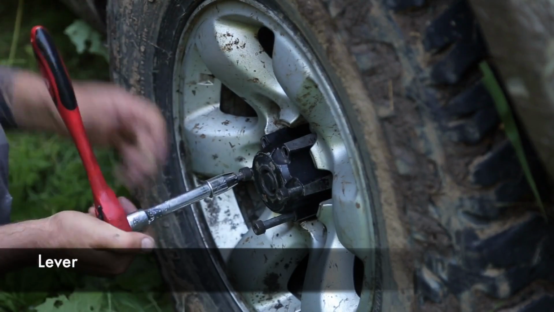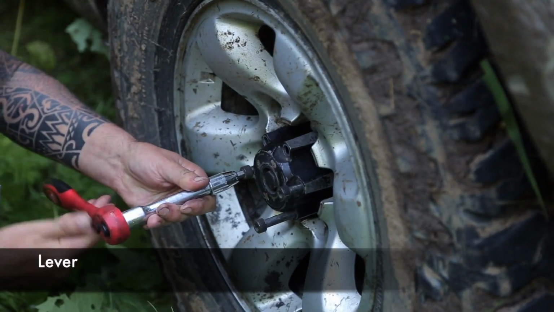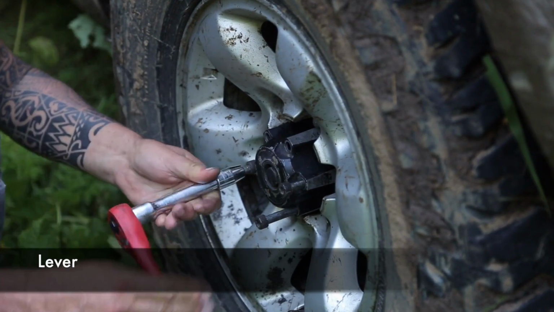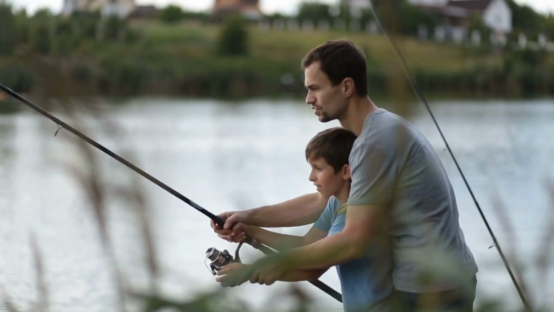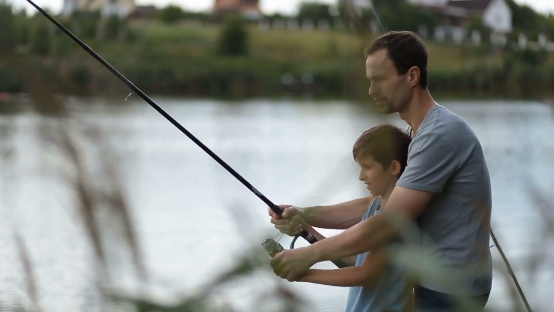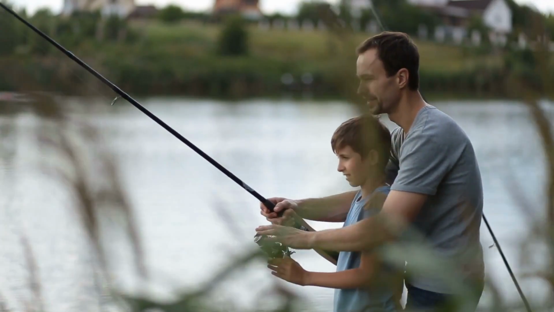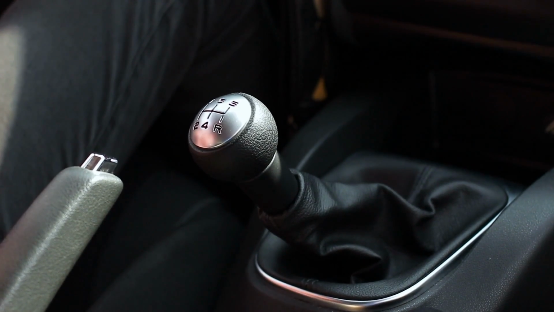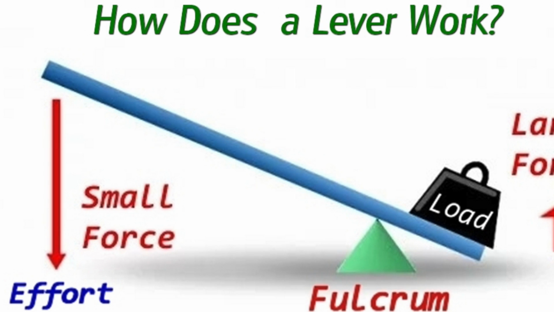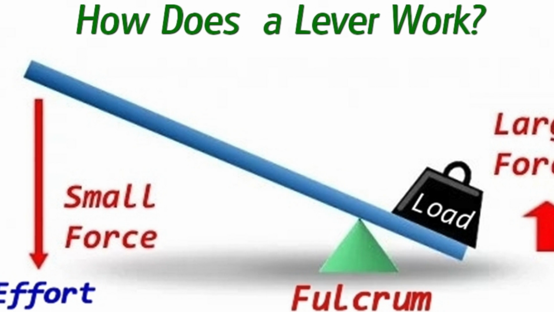The lever provides a mechanical advantage. A mechanical advantage refers to how much a simple machine multiplies an applied force. The location of the effort, load, and fulcrum will determine the type of lever and the amount of mechanical advantage the machine has. The farther the effort is away from the fulcrum, the easier it is to move the load.